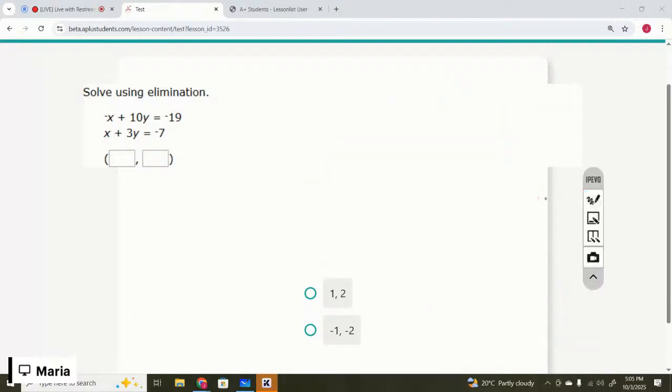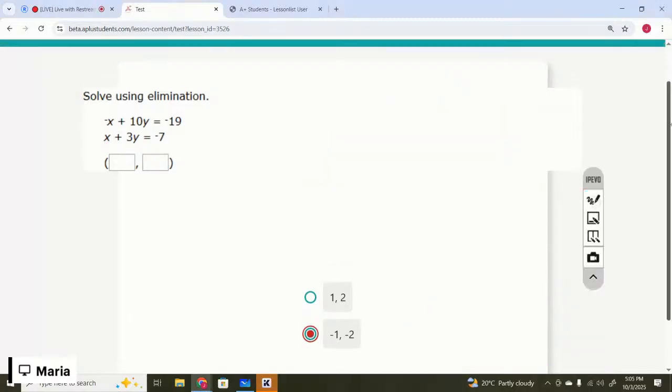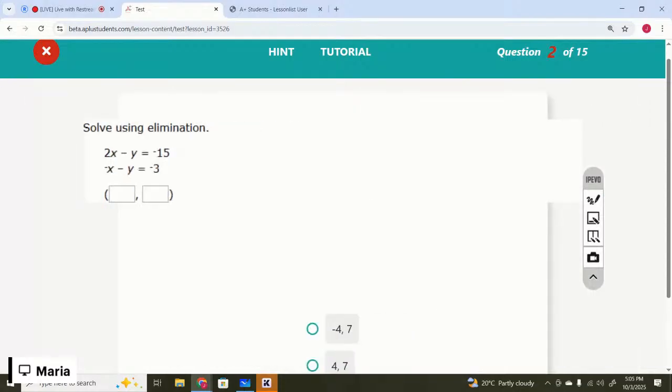Option number 2 is the correct option. They are negative 1 and negative 2.